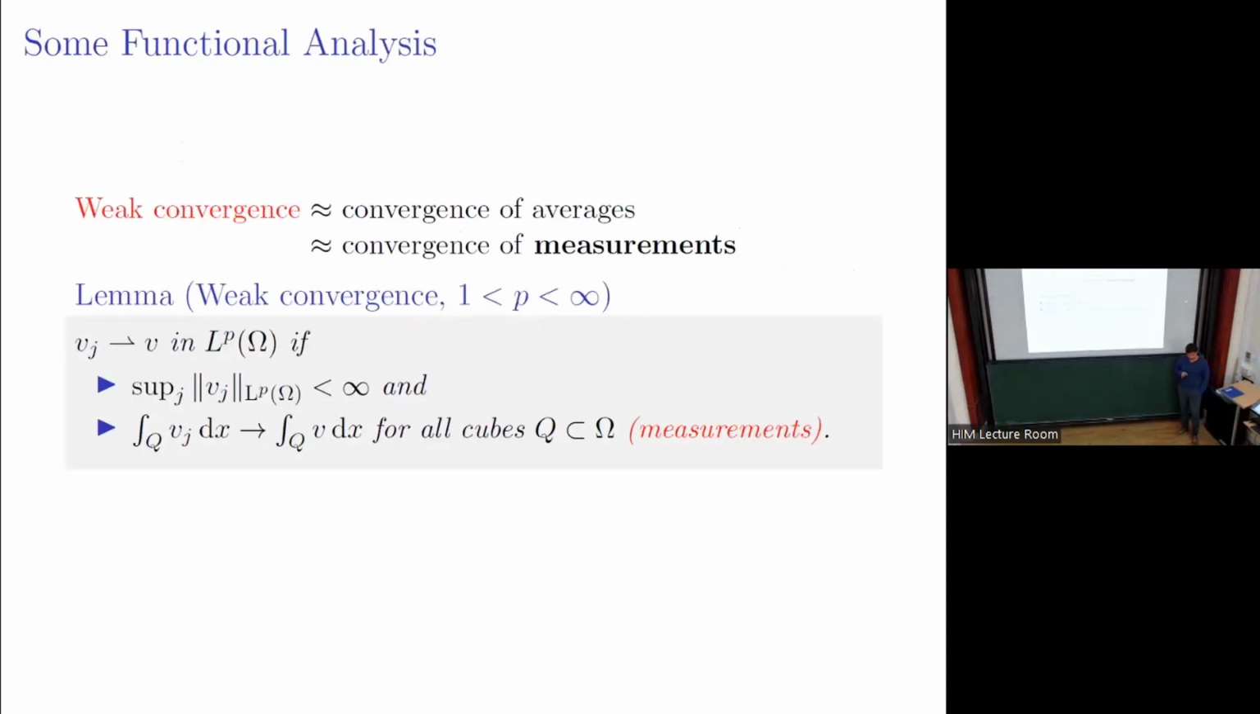let me give just a little basic background in functional analysis. So for me, weak convergence in LP, which is the main object we'll be looking at today, is essentially a convergence of averages, the convergence of measurements, modulo LP bound. This is important because it's consistent with the idea of physical measurements, like the idea of distributions.